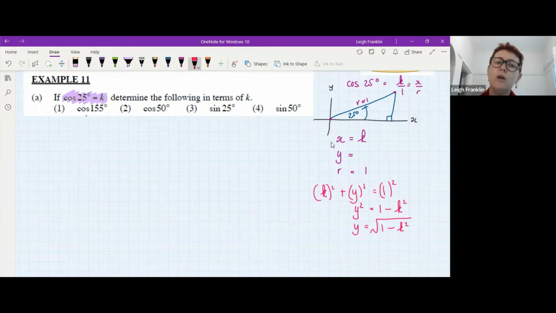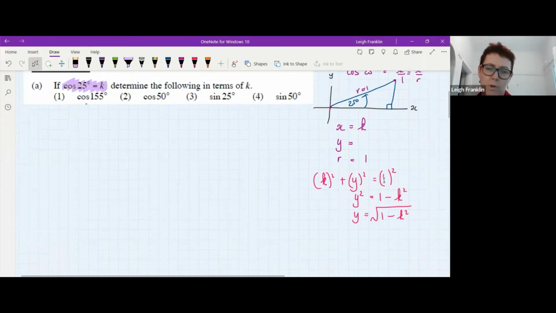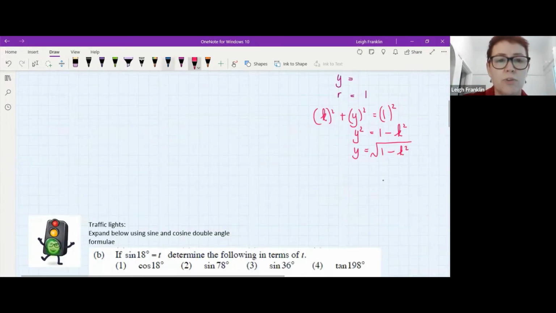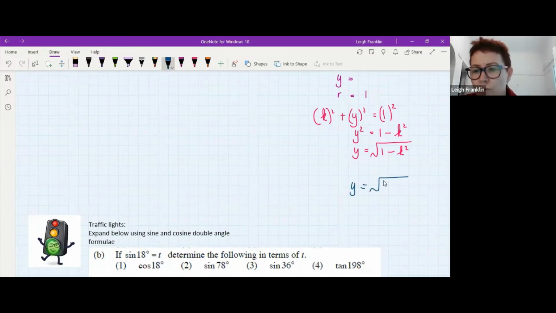Now, a lot of matrics go wrong here, in a number of different ways. First of all, they get the k squared and the 1 muddled up, and it ends up being k squared minus 1, when in fact it's 1 minus k squared, and that's not the same thing. And the other thing that sometimes happens is that the square disappears off the k. So sometimes, and this is incorrect, I don't want you to write this down, we see this: y equals root 1 minus k.